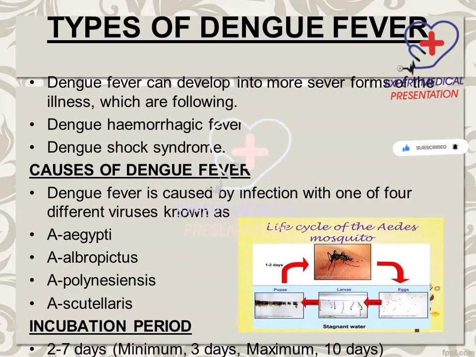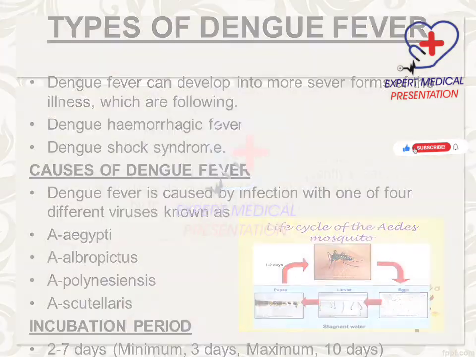Types of dengue fever. Dengue fever can develop into more severe forms of the illness, which are the following: dengue hemorrhagic fever and dengue shock syndrome. Causes of dengue fever. Dengue fever is caused by infection with one of 4 different viruses, known as A. aegypti, A. albopictus, A. polynesiensis, A. scutellaris. Incubation period. 2 to 7 days, minimum 3 days, maximum 10 days.